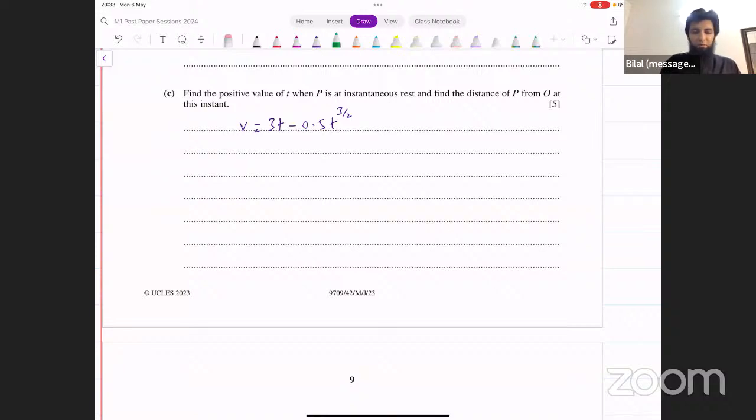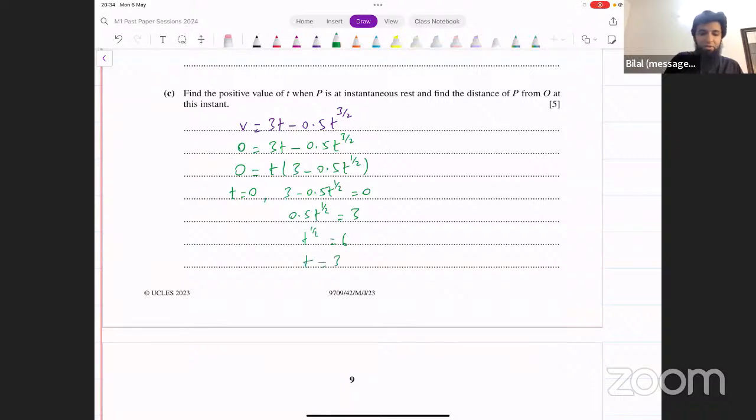Now find the positive value of t when p is at instantaneous rest. What does that mean? You put v equal to 0. V equals 3t minus 0.5 t raised to the power 3 over 2. Find the value of t from this. How do you do that? You can take t common. If you take t common, that leaves you with 3 minus 0.5 t raised to the power 1 over 2. That means either t equals 0 or 3 minus 0.5 t raised to the power 1 over 2 equals 0. 0.5 t raised to the power 1 over 2 equals 3, t raised to the power 1 over 2 equals 6, and t equals 36. They asked you for the positive value of t. The positive value of t is 36.